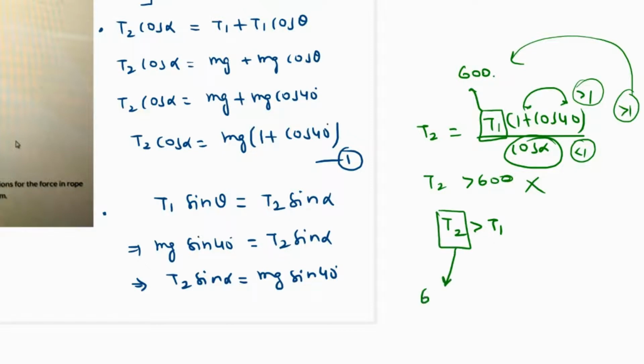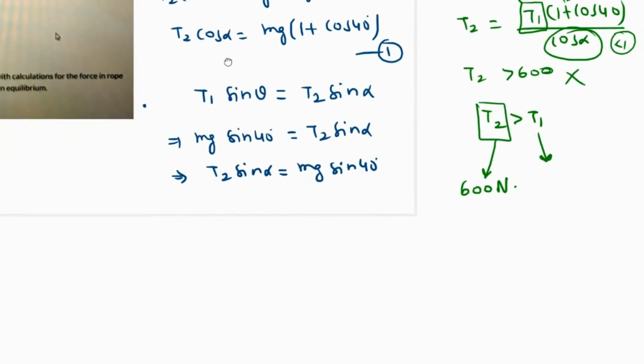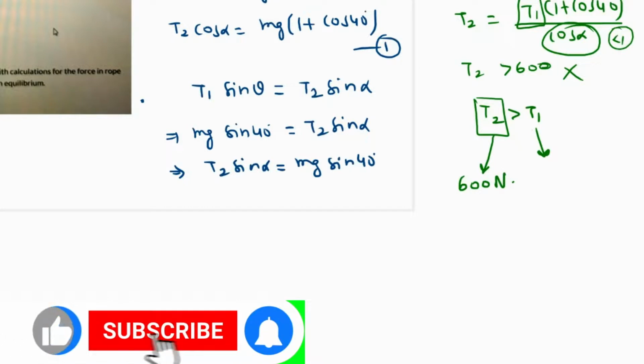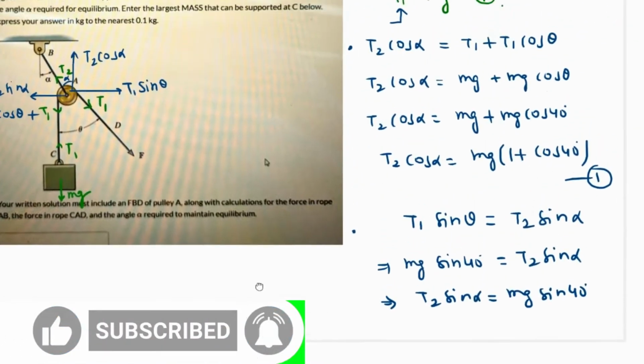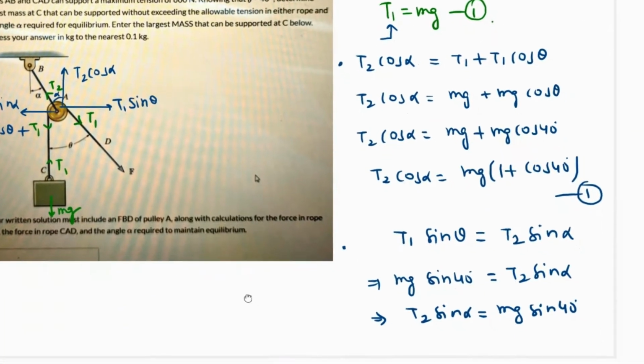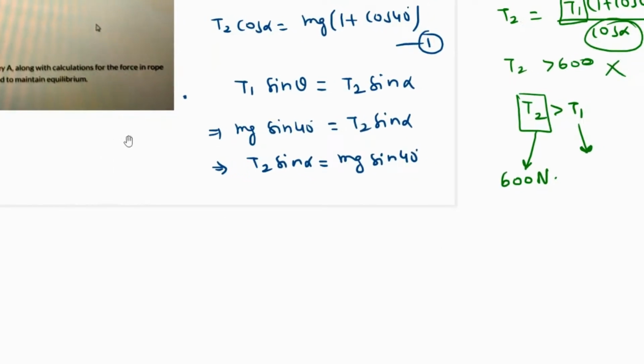What we can do is make T2 as 600 newtons. By default, T1 will then come out less than 600, which is okay. It cannot be more than 600. So from this, we conclude that T2 should be equal to 600. What do we have to find, by the way? We need to find the largest mass at C and the value of alpha as well. So we need to find the value of m and alpha. We are not interested in the value of T2 anyway.